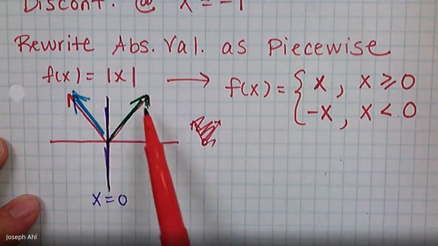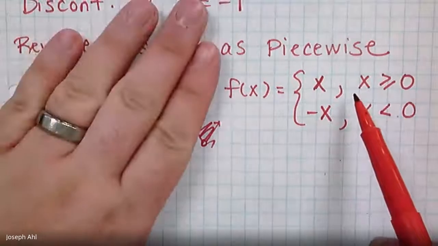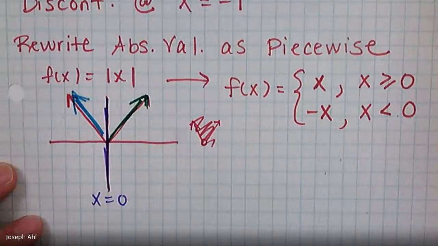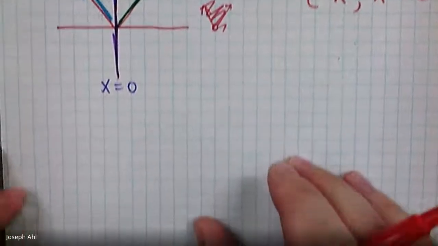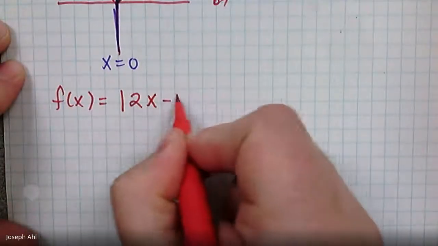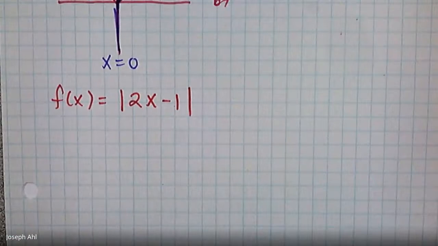And that's exactly what this graph looks like, right? I mean, if I started with this and I said, hey, sketch this, in the end, you would sketch something that looks identical to absolute value. So let's just try one more of these, because maybe it's something that I don't know where the vertex is. Maybe it's something like the absolute value of 2x minus 1.